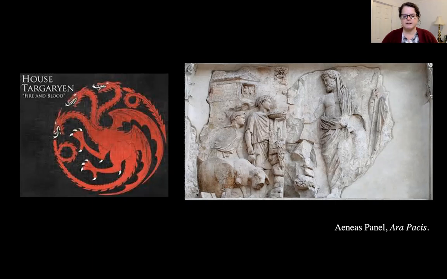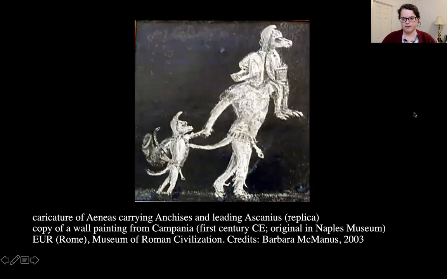Now, the story of Aeneas is depicted in about 1,000,001 versions. Here's one of my favorites. This is a caricature of Aeneas carrying Anchises and leading Ascanius by the hand. It's from Campania, and the fact that they're puppies, I think, just kind of makes it better.